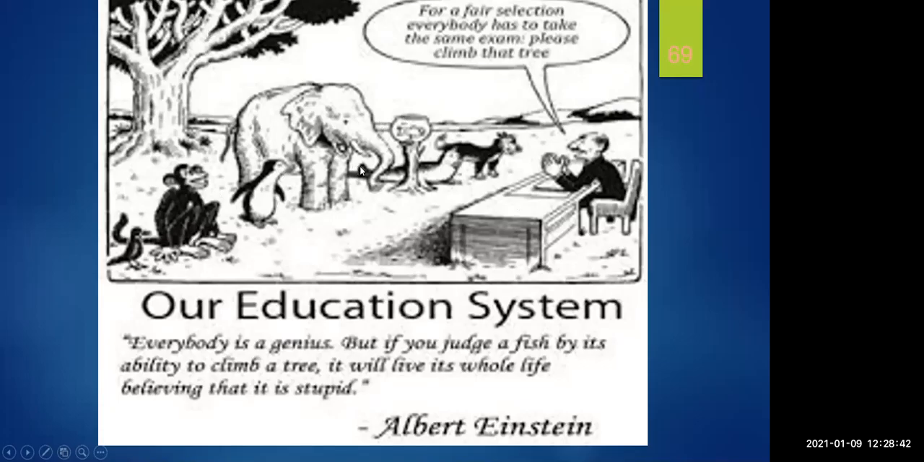Whether an elephant can climb a tree, or a fish can climb a tree, it's not possible, right? That is what our education system does, as Albert Einstein said: everybody is a genius, but if you judge a fish by its ability to climb a tree, it will live its whole life believing that it is stupid. That is what the education system is doing. That's the evaluation process we are following.